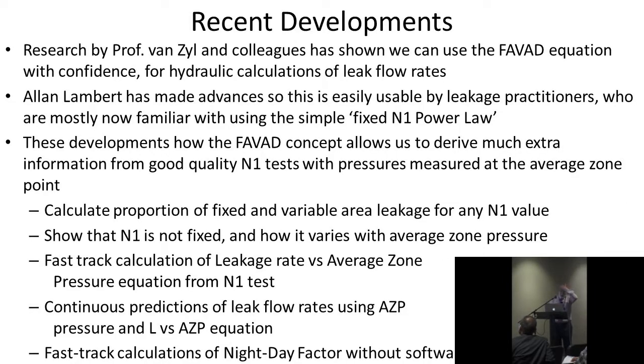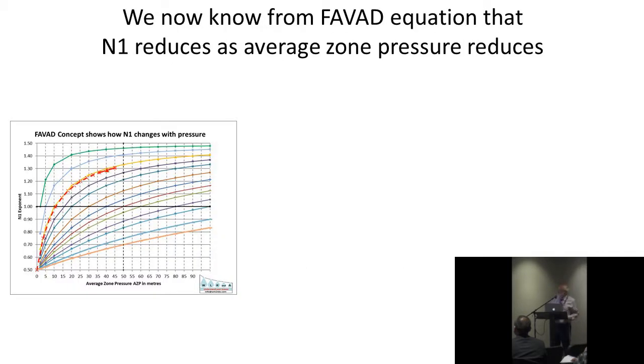Recent developments have shown that, in fact, N1 isn't constant because of that two-part formula. Some of your pipes will be metallic, some of your pipes will be plastic, and because they have two non-linear relationships, the combined effect of that is that N1 isn't precisely constant. And so the recent work is showing that N1 is a function of pressure, and there are ways of estimating it. And this is a graph which shows that.